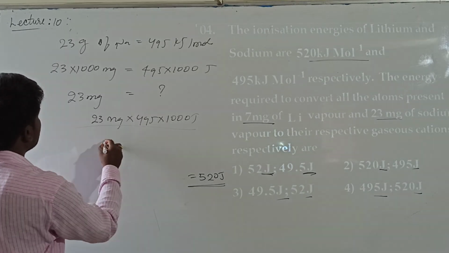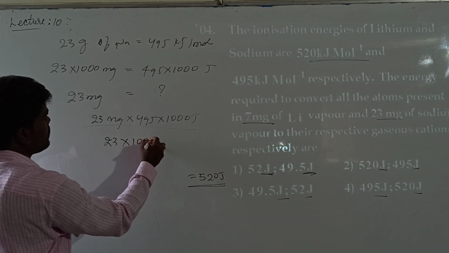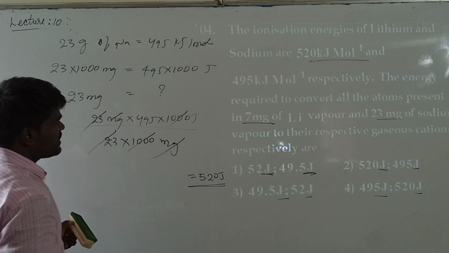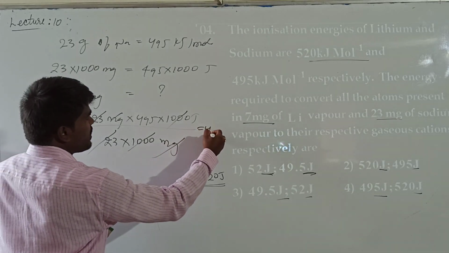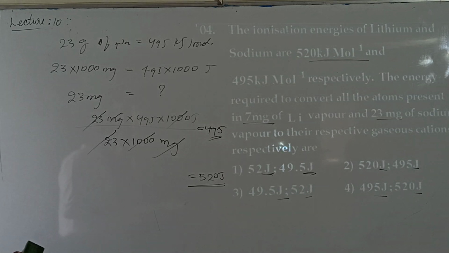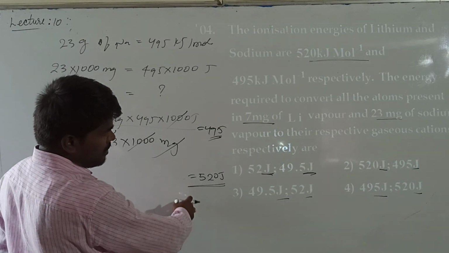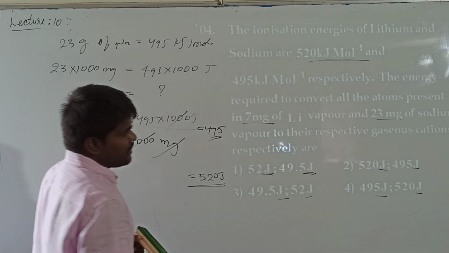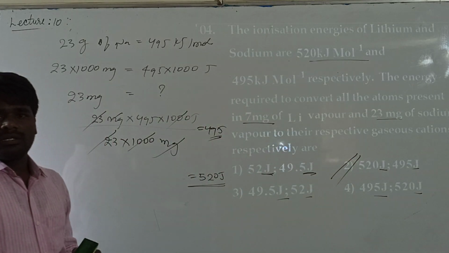It comes to 23,000 milligrams. 23,000 gets cancelled. What remains here is 495. What are the respective ionization energies in joules? 520 as well as 495. Here you have the right option.